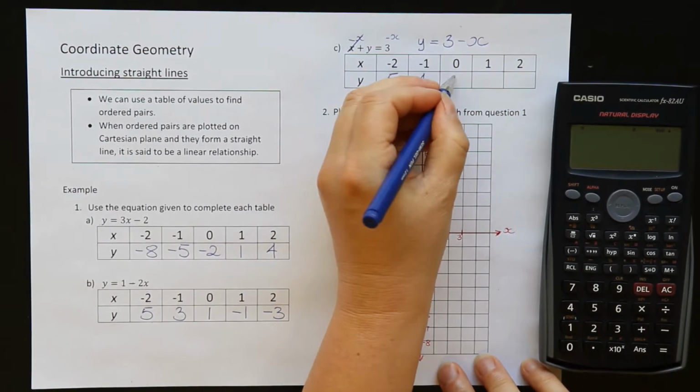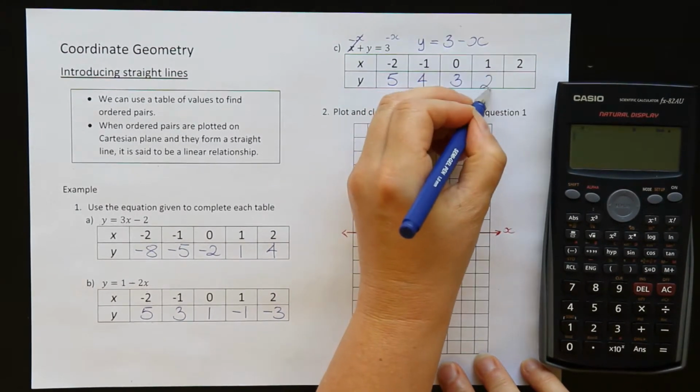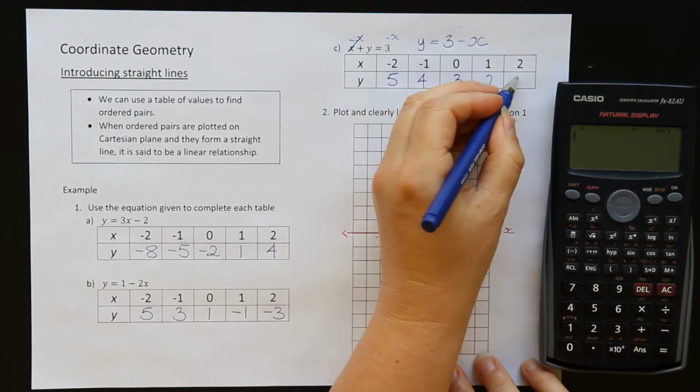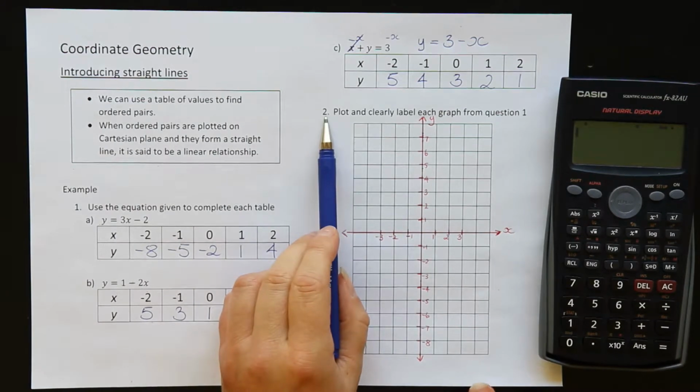3 minus 0 is 3. 3 minus 1 is 2. And 3 minus 2 is 1. Okay, so now that all the tables are complete, let's look at question 2.